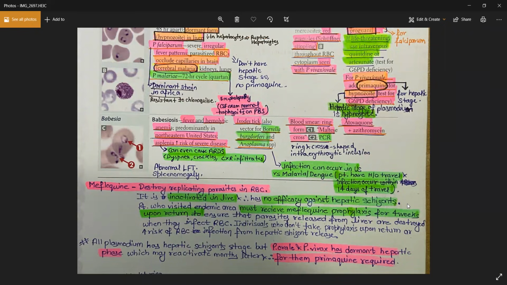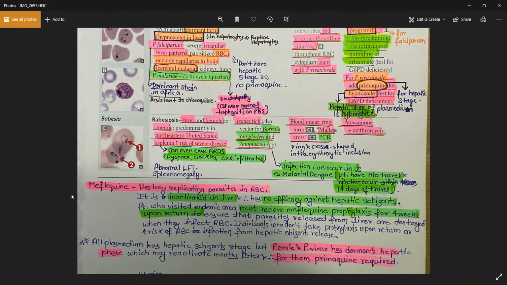Very important, you can expect a release of the schizonts from the liver for up to 4 weeks. So the patient must take the prophylaxis for 4 weeks after returning. If they stop in between, then the release of the schizonts will occur from the liver and the patient can get the malaria.